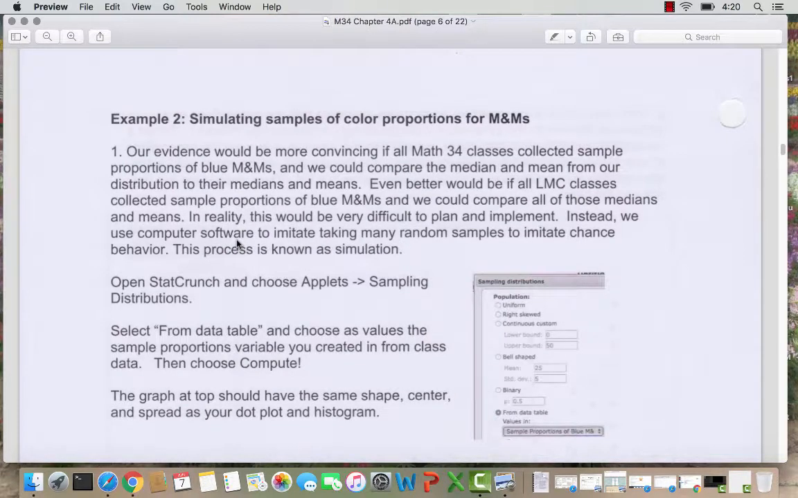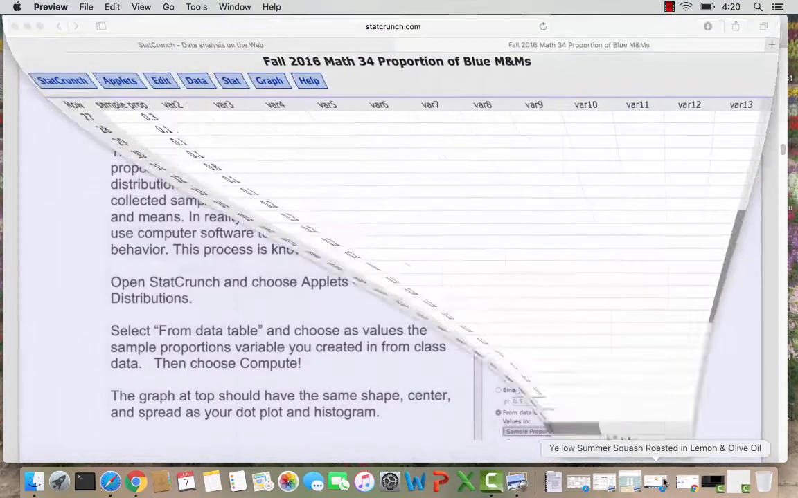If we did different dot plots for different classes, they would all be slightly different, right? Because of variability in sampling. So we want to think about how could we construct a computer simulation to sample the color proportions for M&Ms. So this page describes the directions for StatCrunch. I'm going to head over to StatCrunch and you can follow along.